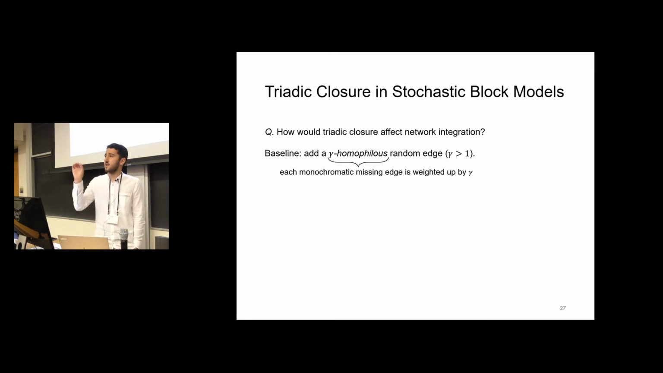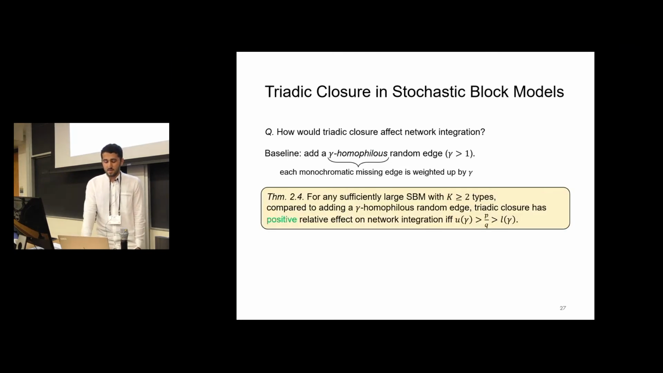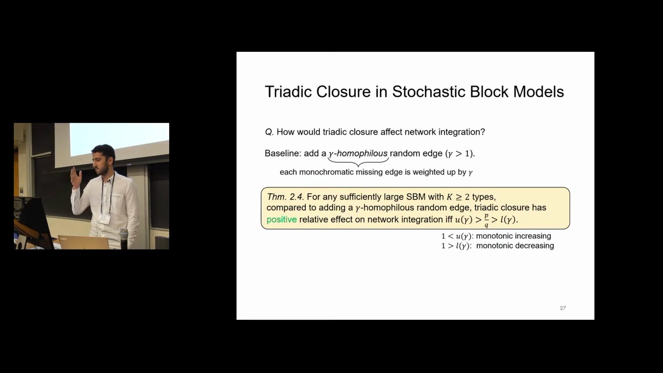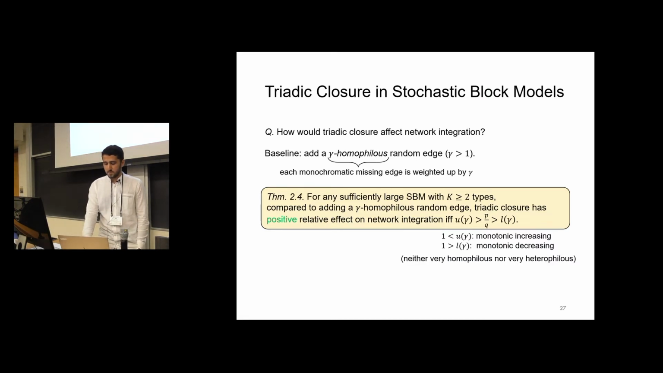We select a random missing edge, but we weight up monochromatic edges by a factor gamma larger than 1. And again, we observe that triadic closure can have a positive relative effect on network integration if and only if this ratio of P over Q is bounded. What determines those bounds depends on the network structure and factor gamma, and these bounds are monotonic. The other way to say it is that the effect is positive if and only if the network is not very homophilous or very heterophilous.